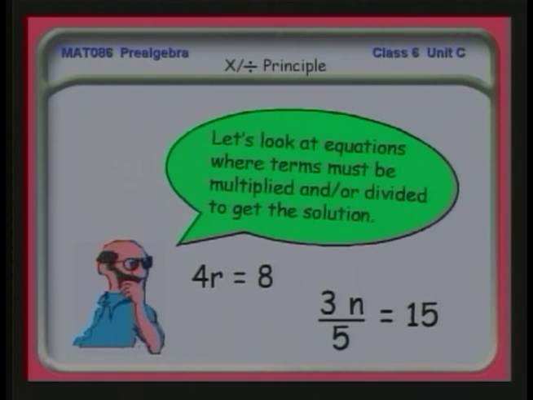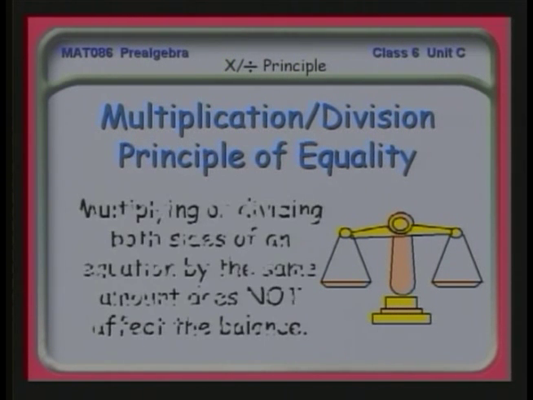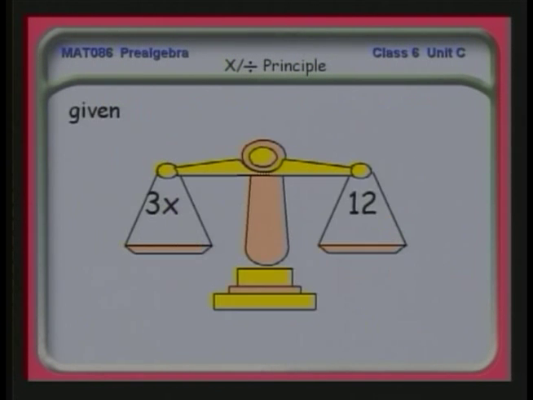Or a more complex case, 3 times the unknown n divided by 5 is equal to 15. We're going to see the kinds of things you can do to be able to solve equations like this. Let's talk about the multiplication-division principle of equality. Basically what it says is if you divide or multiply the same thing on either side of an equation, you still have an equation when you're done. You're not affecting the mathematical integrity by that operation.